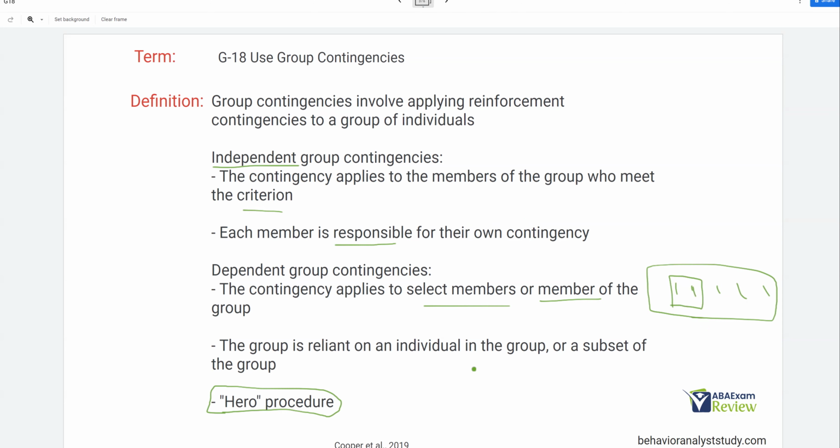Now, if you're going to use a dependent group contingency, you need to be careful because that entire group is reliant on certain people to gain reinforcement. If those people don't meet the criterion, the whole group suffers. So you've got to be careful with the social ramifications of using something like a dependent group contingency or using, as we say, a hero procedure.